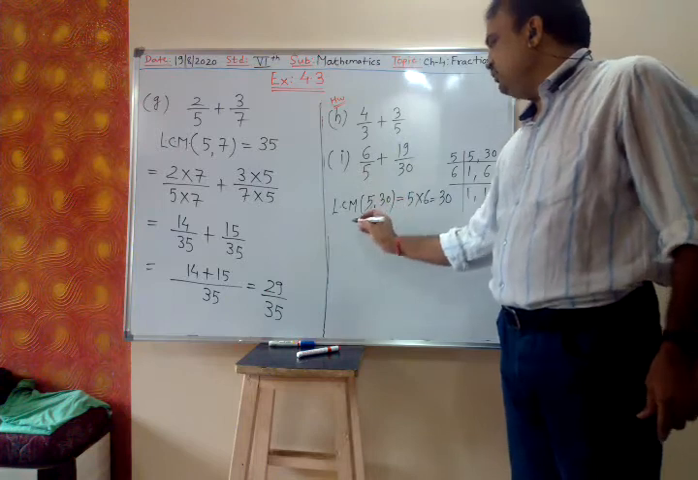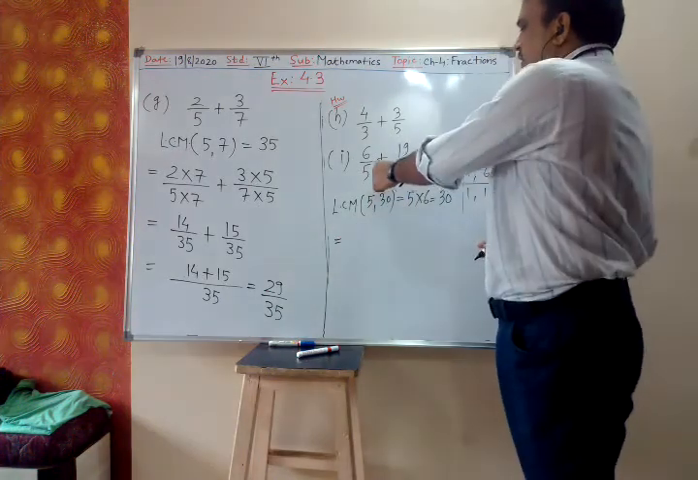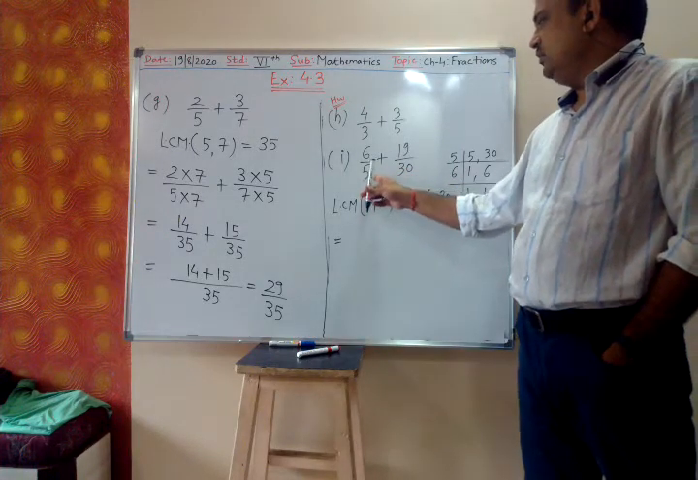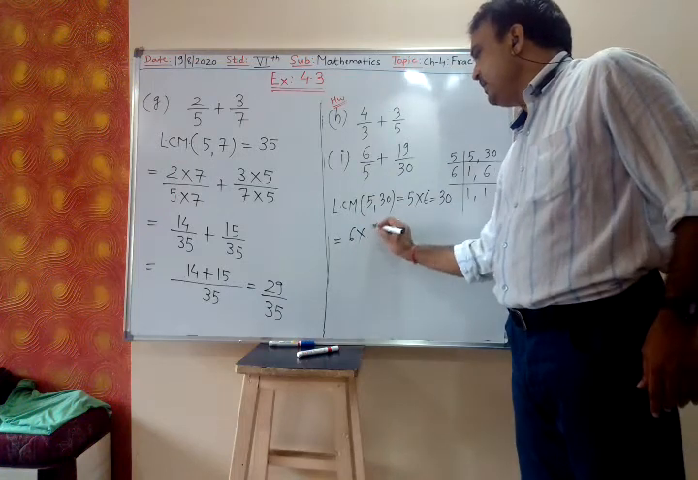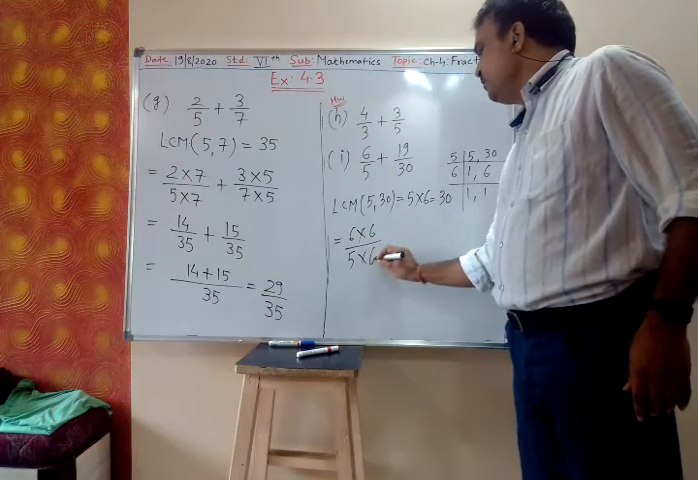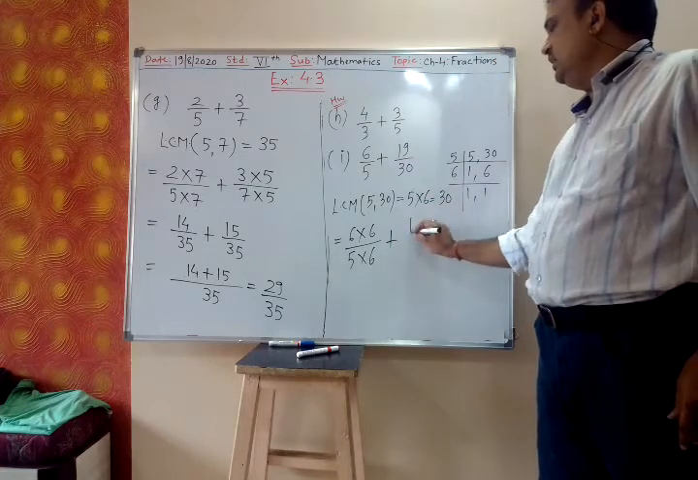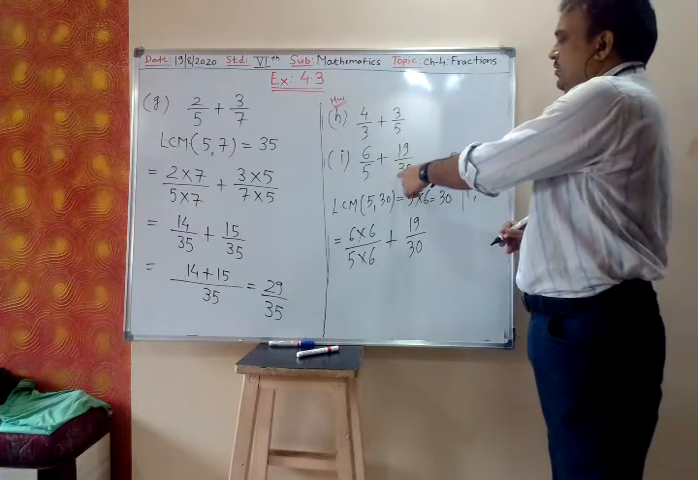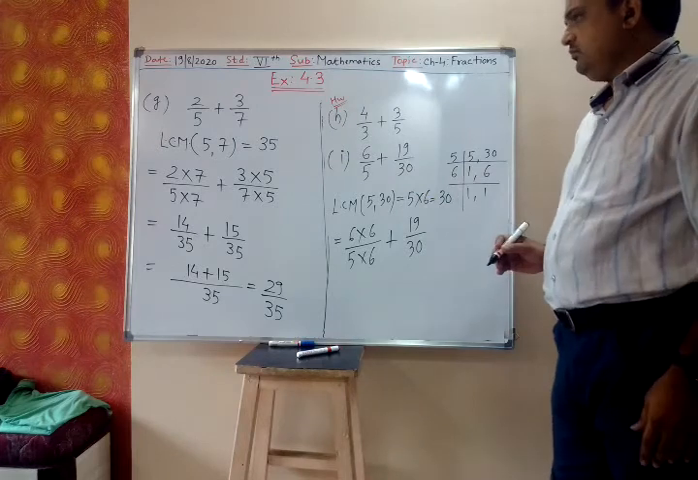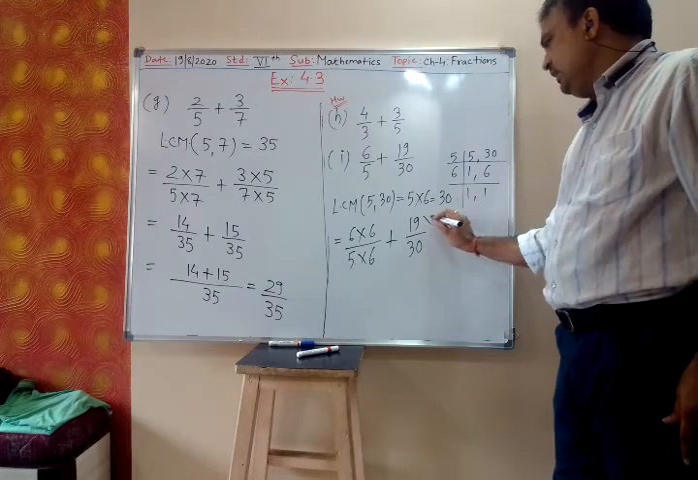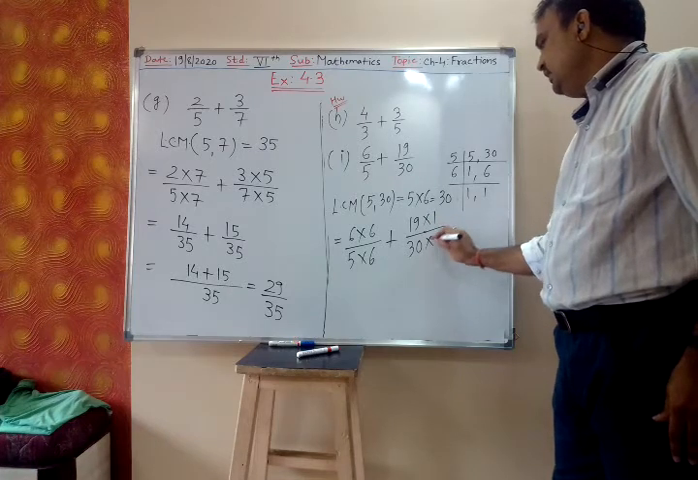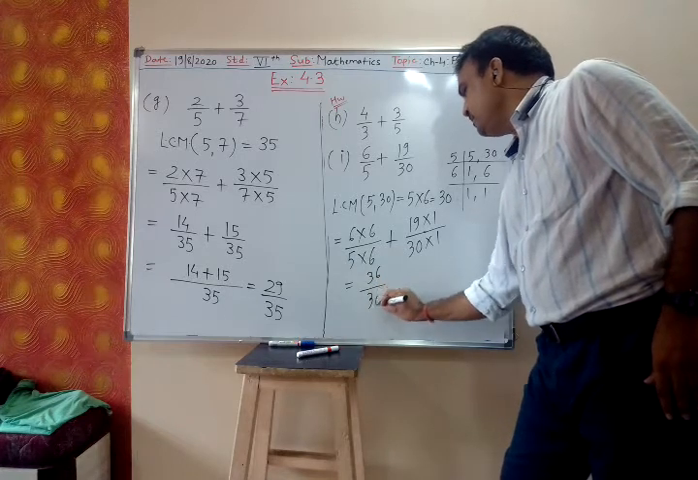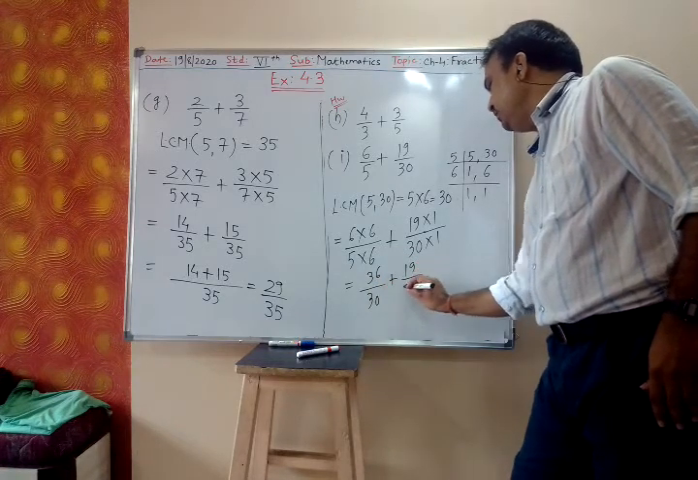So now I have to make the denominator 30. So we multiply by 6. So 6 into 6 upon 5 into 6, plus this is already 30. So there is no need to multiply by any number because the denominator is already 30. If you want to write into 1, write, no problem. So 6 into 6, 36 upon 6 5s are 30, plus 19 into 1, 19 upon 30.